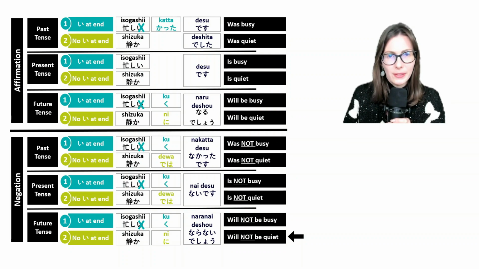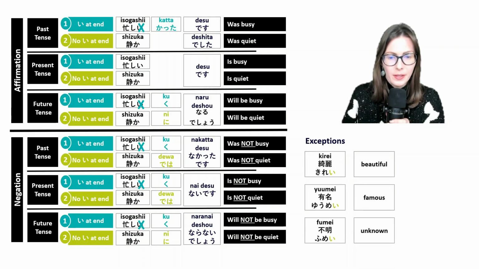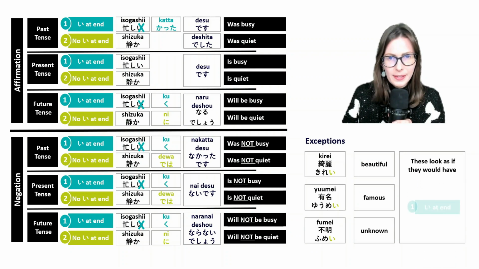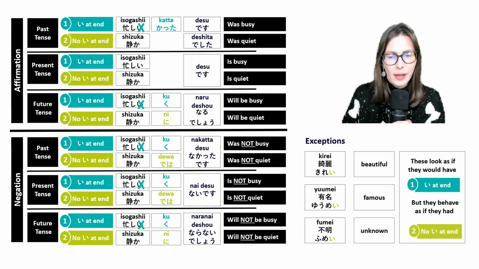Alright, now these are the patterns that you would generally need to follow if you want to build structures like that. However, this is a language and nothing makes a rule more beautiful than exceptions. And here are a few exceptions that I can think of. Exceptions would be words like kire, yume, and fume. When it comes to these words, even if they have that hiragana I at the end, in practice, they would behave as if they wouldn't have a hiragana I at the end. So for this reason, these adjectives would not follow the blue pattern, and instead they will follow the yellow pattern.